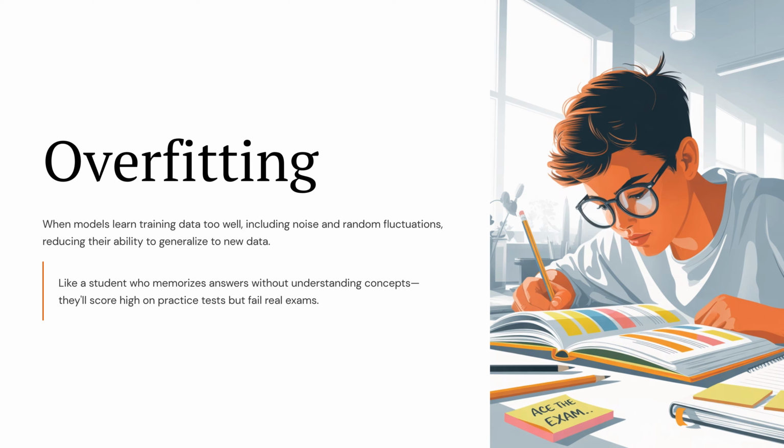Overfitting happens when an AI model learns too much. It doesn't just learn the real pattern, it also memorizes noise and random details from the training data. As a result, it performs great on practice data but fails when faced with new data. Think of it like a student who memorizes answers without understanding concepts. They score high on practice tests but fail in real exams. That is overfitting, knowing the answers by heart but not truly understanding the subject.